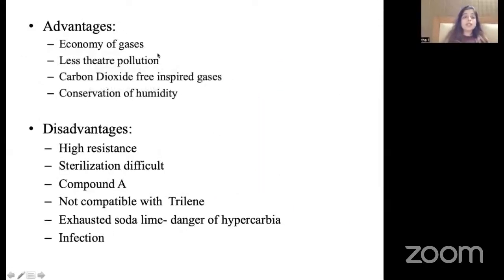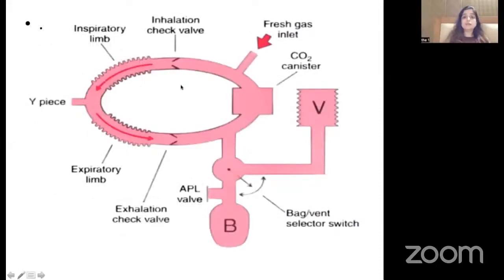So advantages are, it is very economical, there is very low pollution, you have carbon dioxide free inspired gases, and it conserves the heat and humidity. Disadvantages, very high resistance, sterilization is difficult, there is a risk of compound A formation, and if the soda lime gets exhausted, then hypercarbia can occur, and there is a risk of infection.